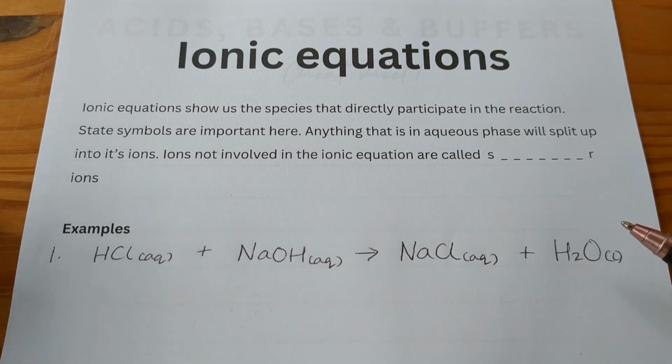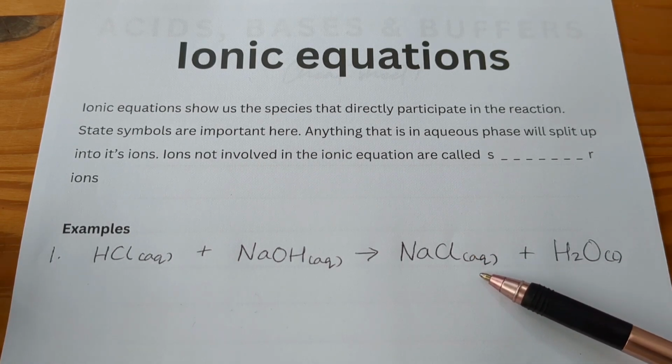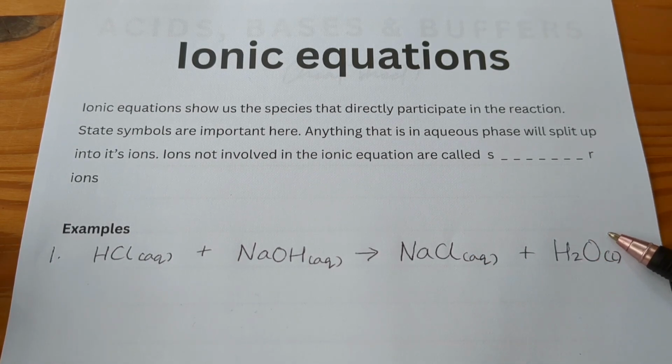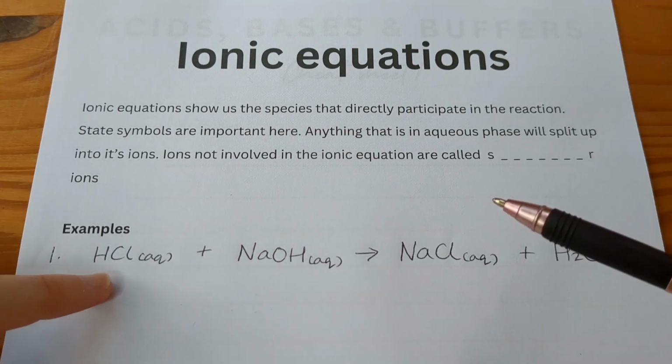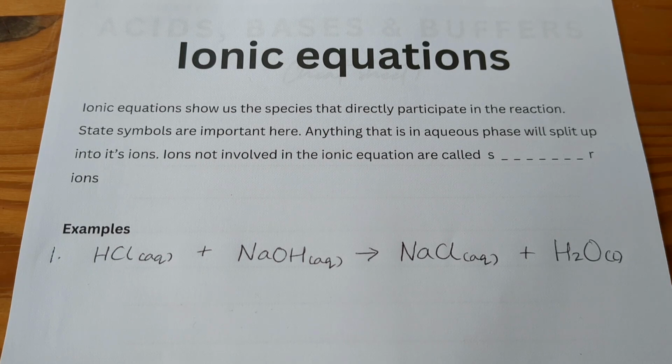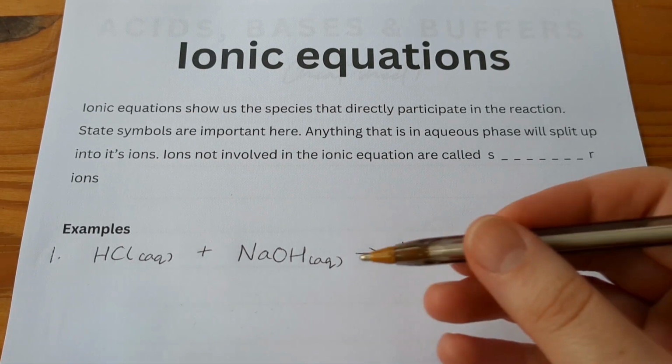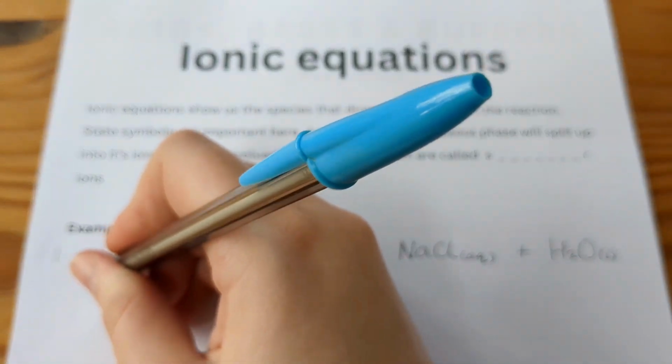Now water, we give that a liquid state symbol because aqueous means dissolved in water, and we can't say that water is dissolved in water. It just is water. So here we've got some balanced equations, and anything that's got an aqueous state symbol, let's show that splitting up into its ions.